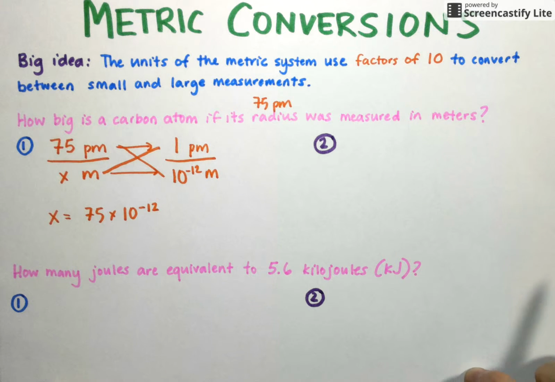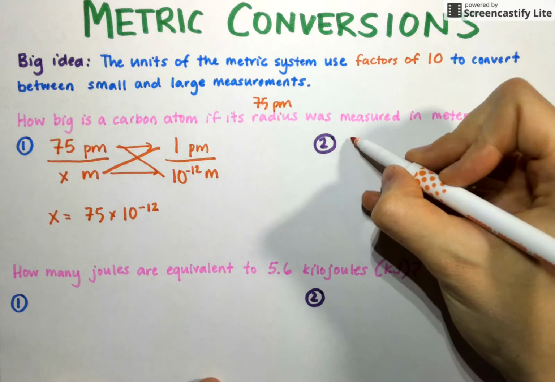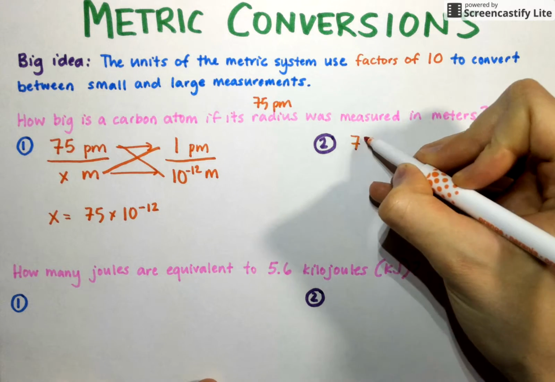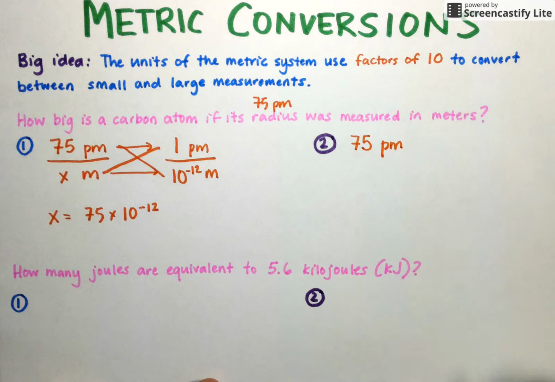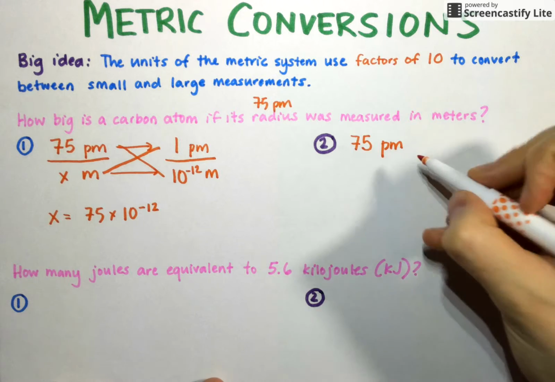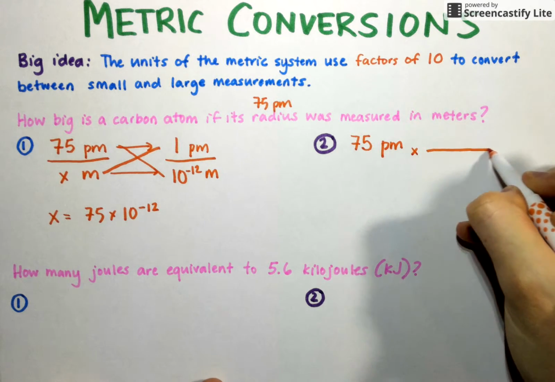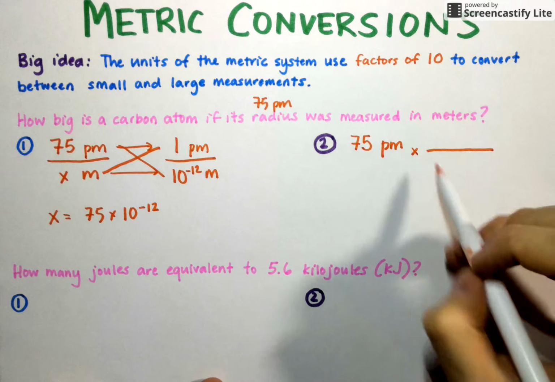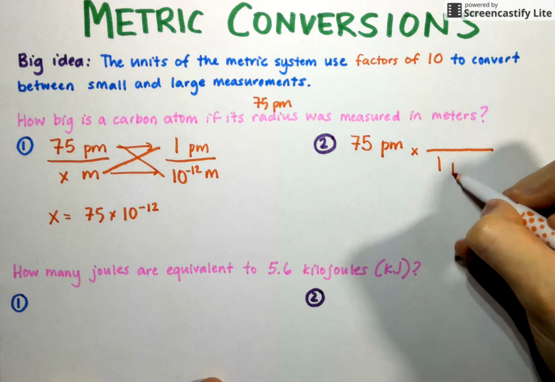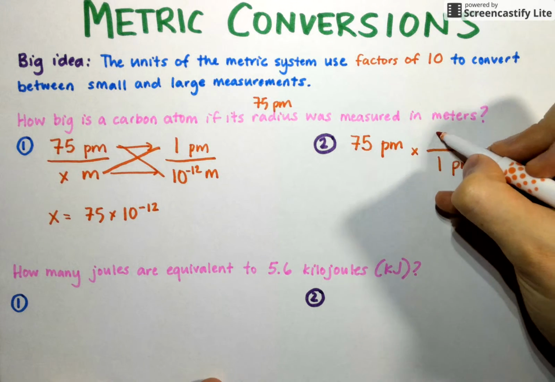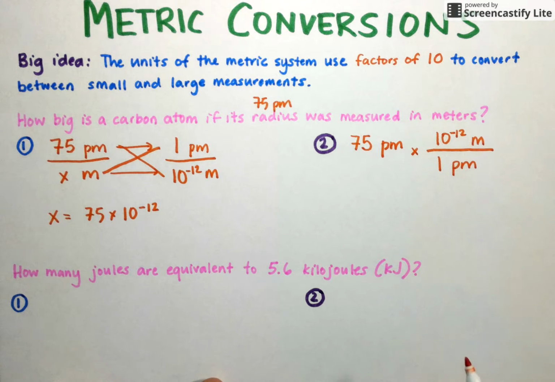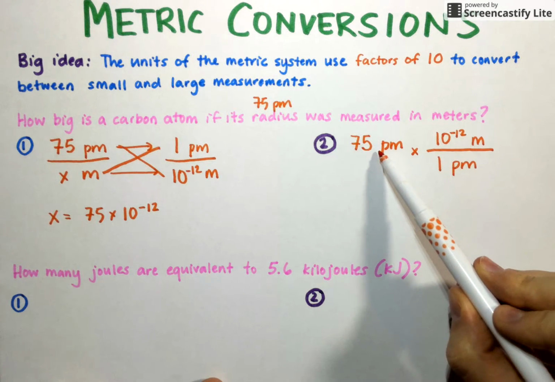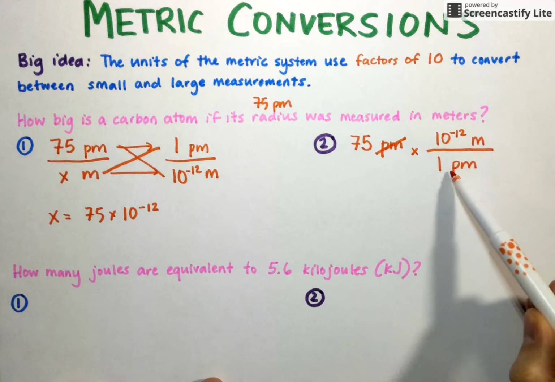I'll set up a second way. And this is what's going to be preferred if you go on to advanced level sciences. I know that I have 75 picometers, and I want to exchange each and every one of those picometers for meters. So if I want to exchange, I've got to trade one thing in for another. The reason I wrote this in this particular way was to show that I am going to trade in every picometer.